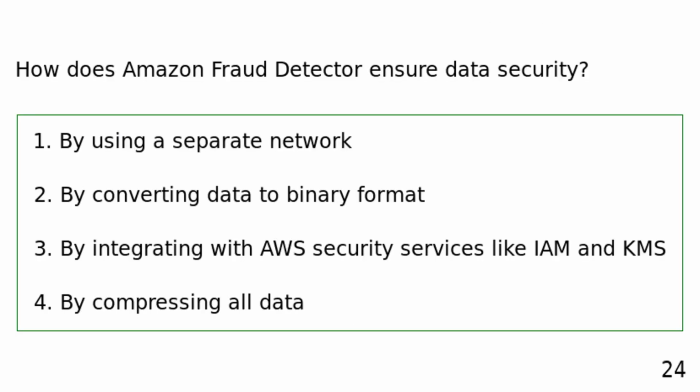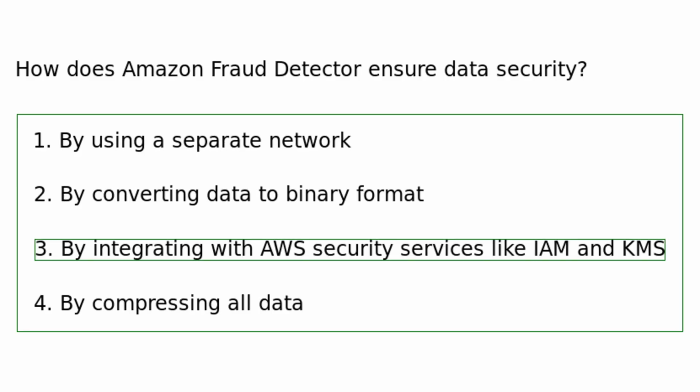How does Amazon Fraud Detector ensure data security? By using a separate network. By converting data to binary format. By integrating with AWS security services like IAM and Key Management Service. By compressing all data. Amazon Fraud Detector ensures data security by integrating with AWS security services such as IAM and Key Management Service.